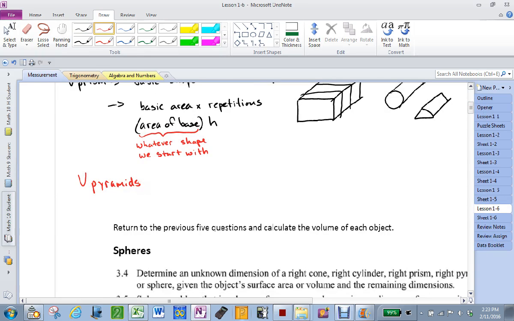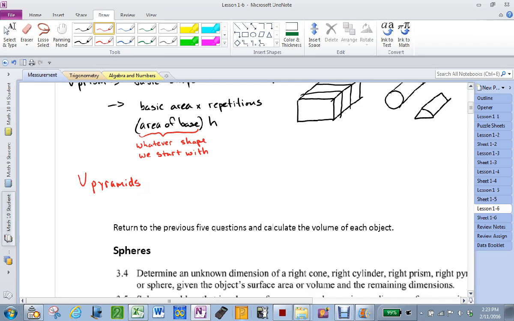Now, you guys are smart kids. How are a prism and a pyramid related? What's the same in them? Yes, they both have a volume. Absolutely correct. What else is the same? They both start from a shape, right? They both have a height.